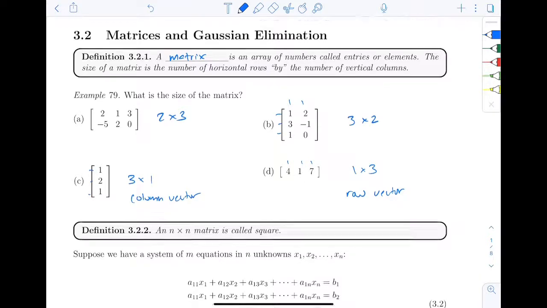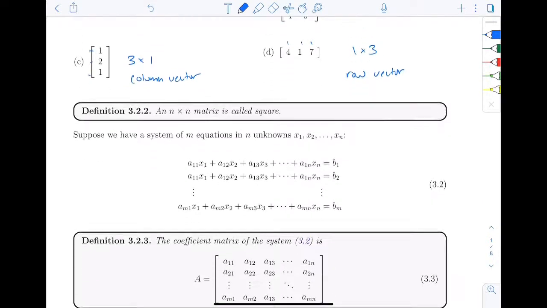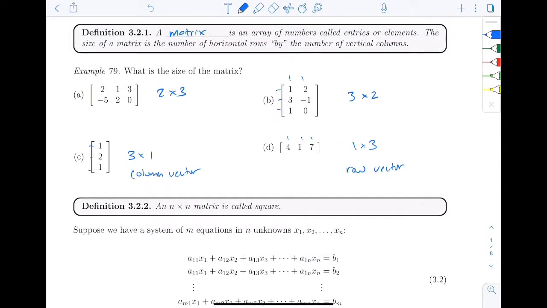One more word here. An n by n matrix is called square. None of these are square here. If you have the same number of rows and columns, something like this, that would be a square matrix.